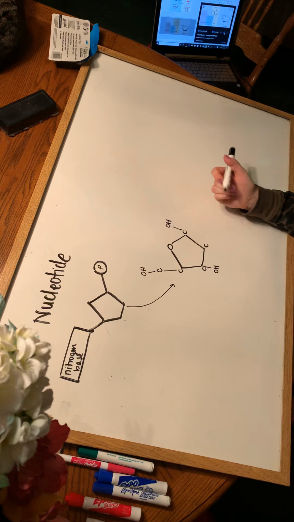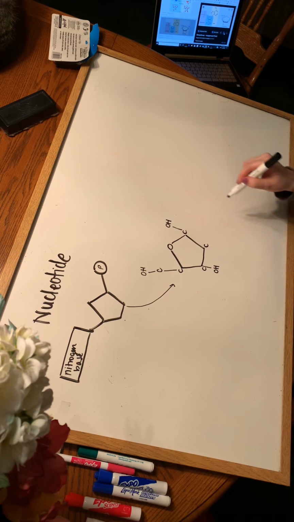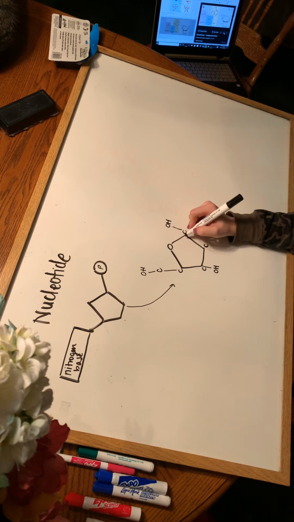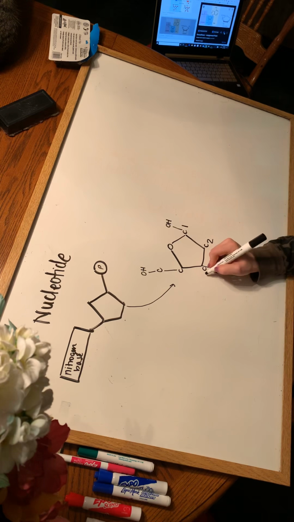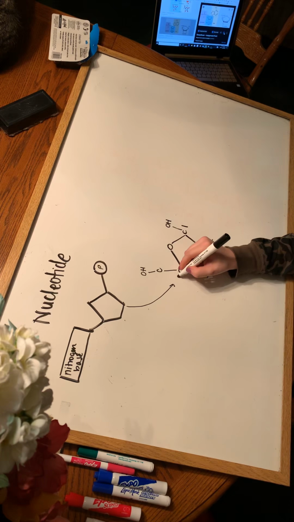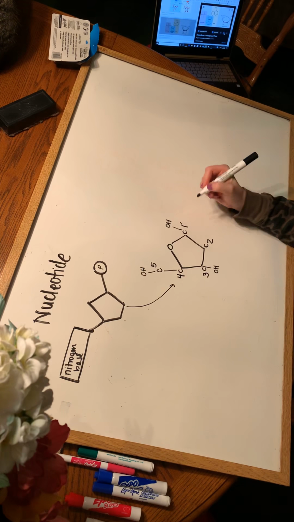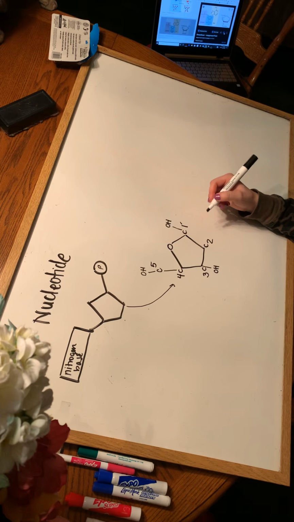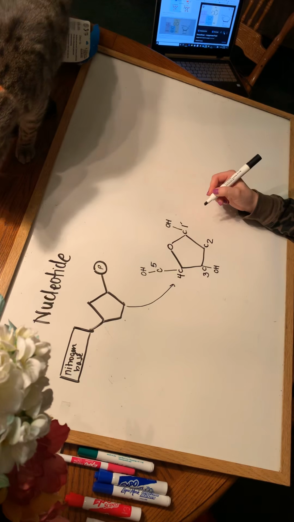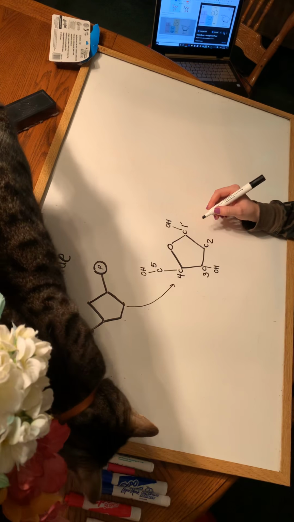Now, a convention of organic chemistry is that carbons get numbered, and it goes clockwise. So this is carbon number 1, this is carbon number 2, this is carbon number 3, number 4, number 5. And they often get little prime dash marks next to them. You might be familiar with the prime notation from a math class. I think it's used in geometry.